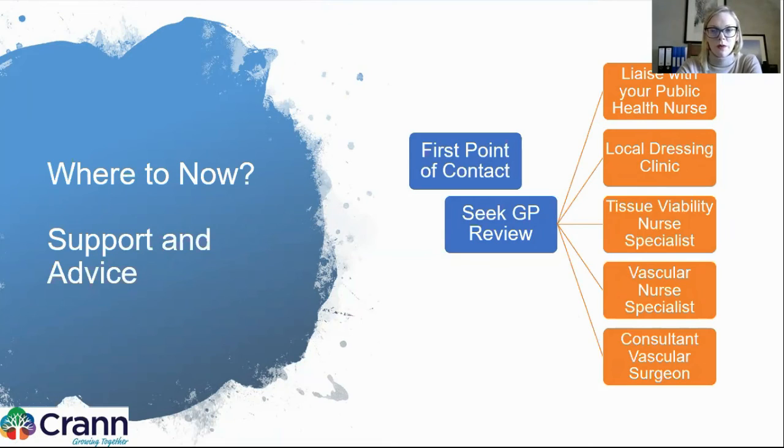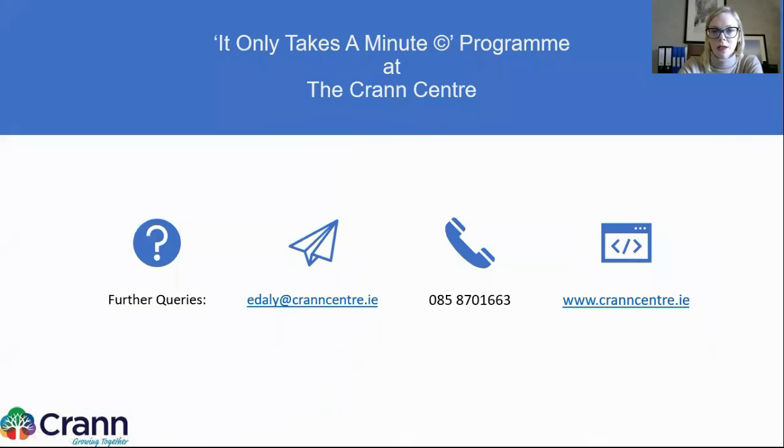For anything more involved, they tend to refer on to the local dressing clinic, where there are nurses specialising in dressing all the time if you need a lot of dressings on an ongoing basis. Or they might send you on to a tissue viability nurse, a vascular nurse, or a consultant vascular surgeon, depending on the level of involvement and the healing. And then they can send you back to your PHN again, just for ongoing dressings if that's needed.